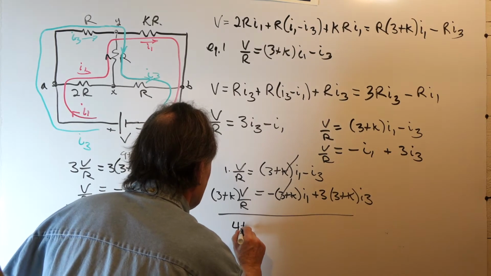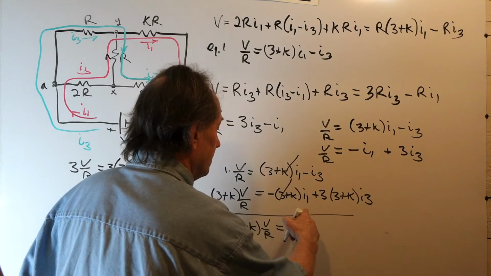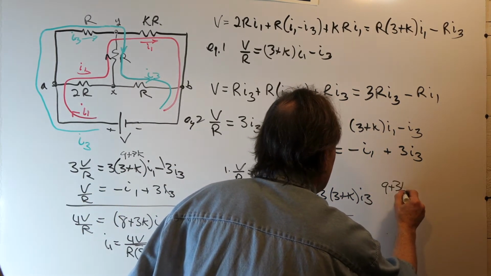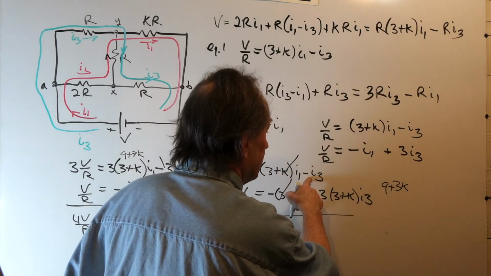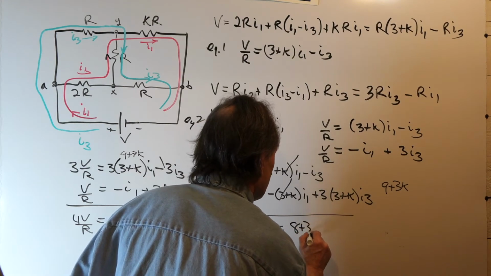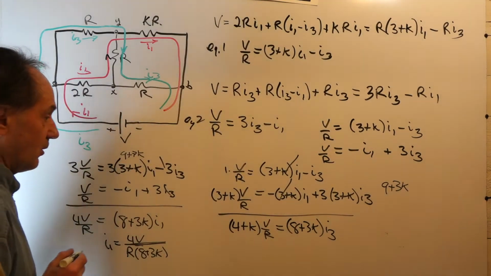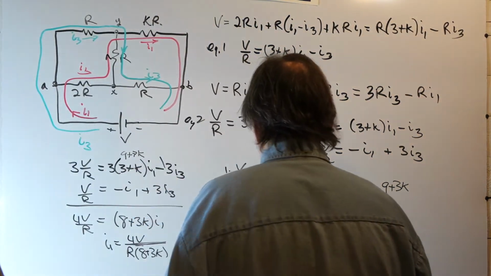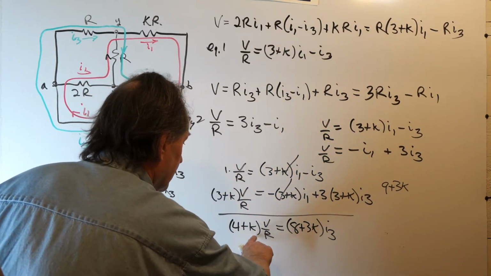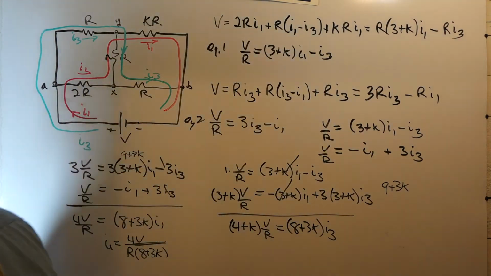So this becomes 4 plus K V over R is equal to, this is 9 plus 3K I3, and we're subtracting a minus I3. So we end up with 8 plus 3K I3. So our I3, dividing through by 8 plus 3K, we end up with this over 8 plus 3K, and we'll put it up here on top.